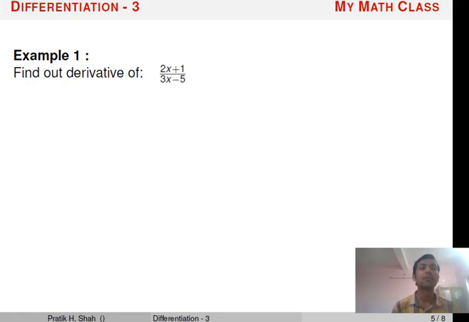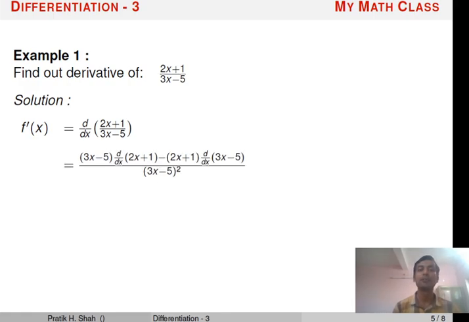Now we shall go for the examples to understand this rule. First example: find out the derivative of 2x plus 1 divided by 3x minus 5. Remember, here you cannot directly divide the numerator and denominator separately, but we need to apply the division rule to find the derivative. So f dash x is equal to d by dx of 2x plus 1 divided by 3x minus 5.